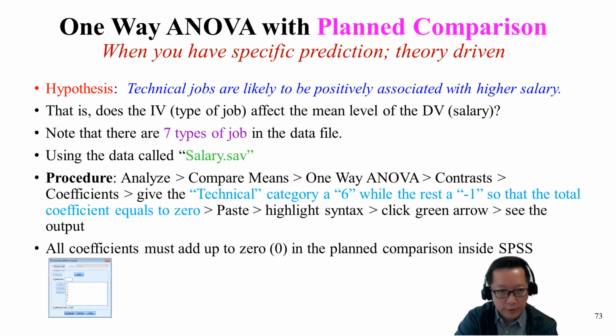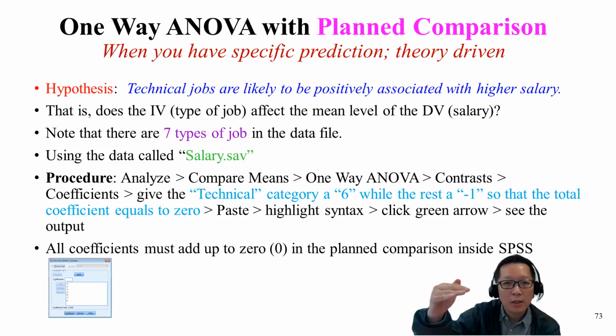So you have a hypothesis that technical jobs are likely to be possibly associated with higher salary, right? So technical job is just a type of job. So they're categorical. There are more than 3 types. That's why you can use ANOVA. If it's just 2 types, you can use t-test, right? But there are more than 3 types here. And the DV is salary, which is metric or continuous scale.